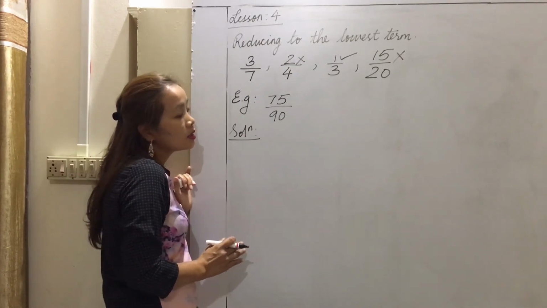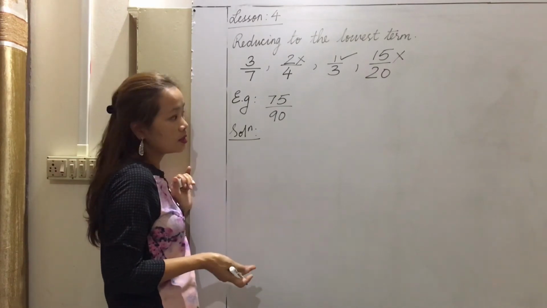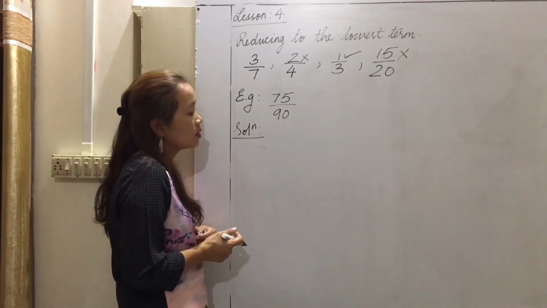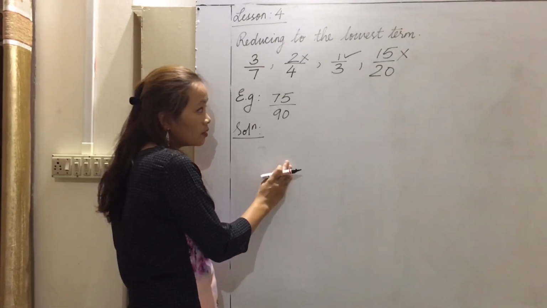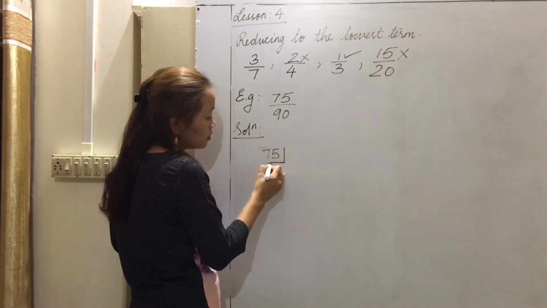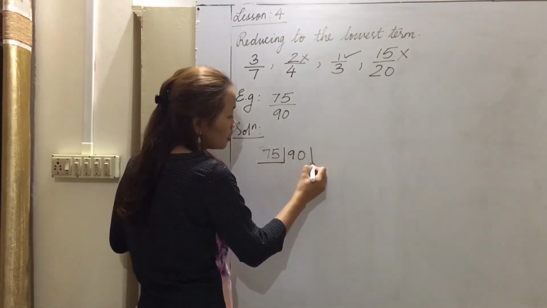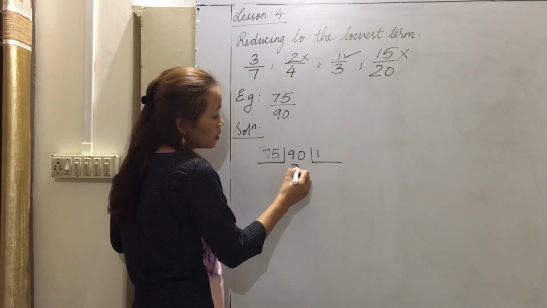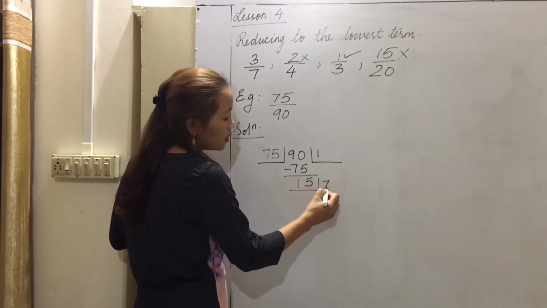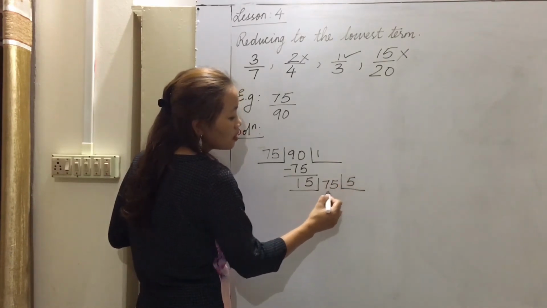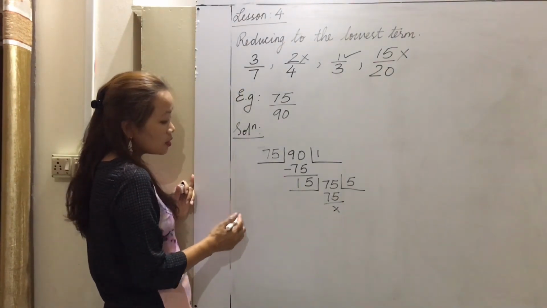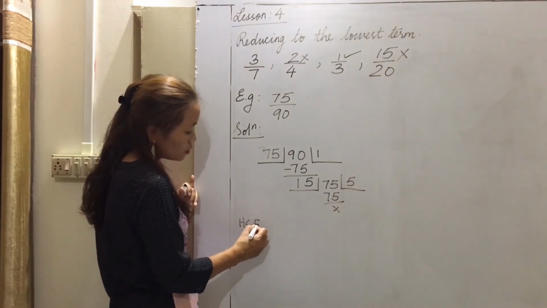In the first method, as in the last class, we find the HCF of 75 and 90 using the long division method. Here we will be finding the HCF of 75 and 90. So 75 will divide 90, like how we did in the previous class. 75 once is 75, we subtract. 15 will divide 75, 15, 5 times 75. Now what do we get here? The HCF is 15, right? HCF is 15, so we write HCF is equal to 15.